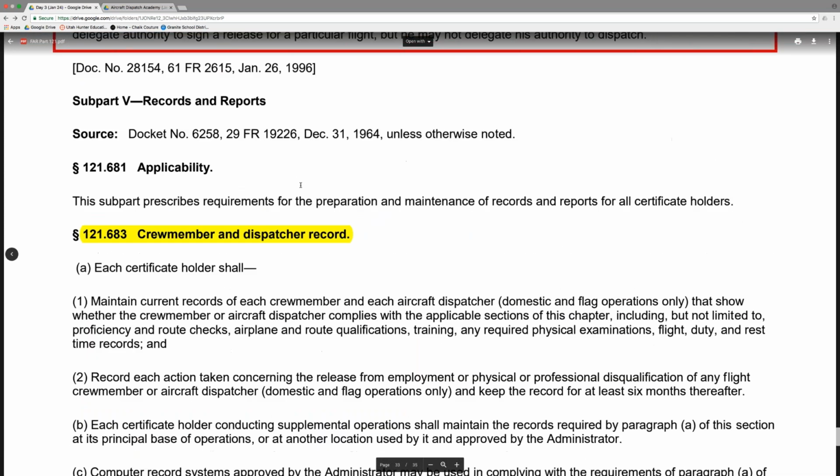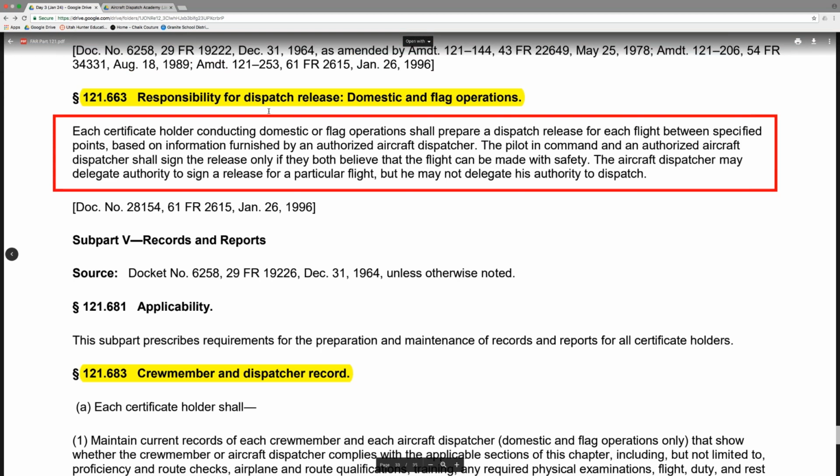Okay, let's move on to responsibility for dispatch release, domestic and flag operations. And that will go to Matt.